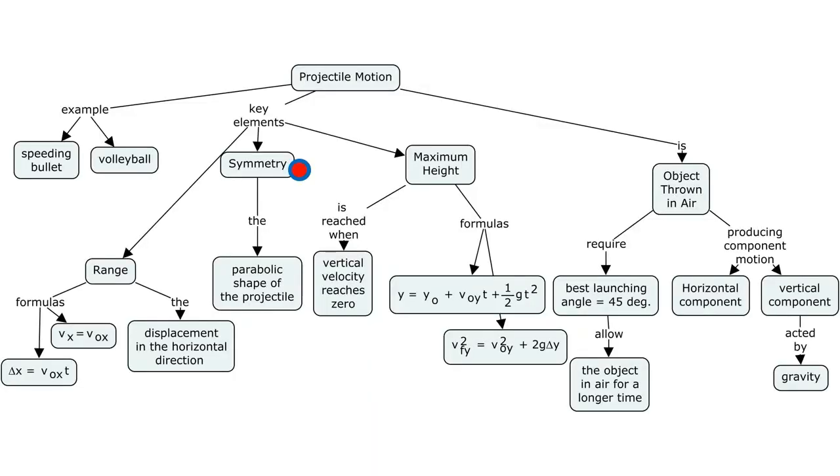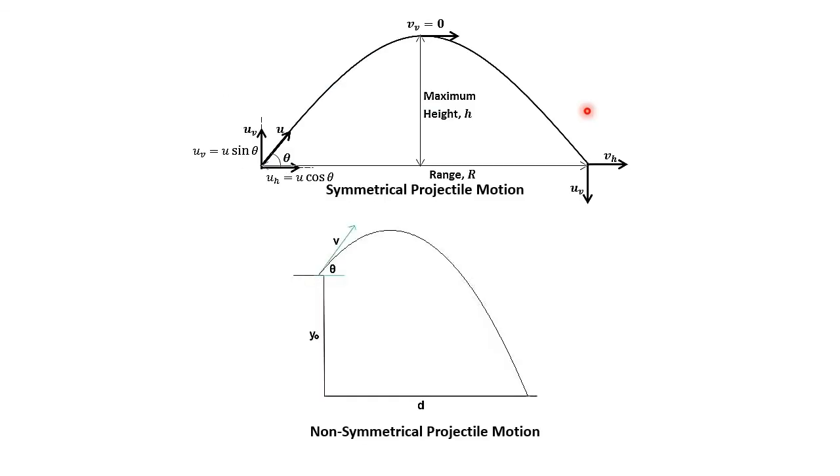And so the last key element that we are going to talk about in a projectile motion is symmetry. So what is symmetry? Symmetry is the parabolic shape of the projectile. But remember, there is also an element called non-symmetrical projectile motion, or projectile path, trajectory. So I have here two types of illustration of a projectile motion. One is a symmetrical projectile motion, and the other one is non-symmetrical, or asymmetrical, projectile motion.